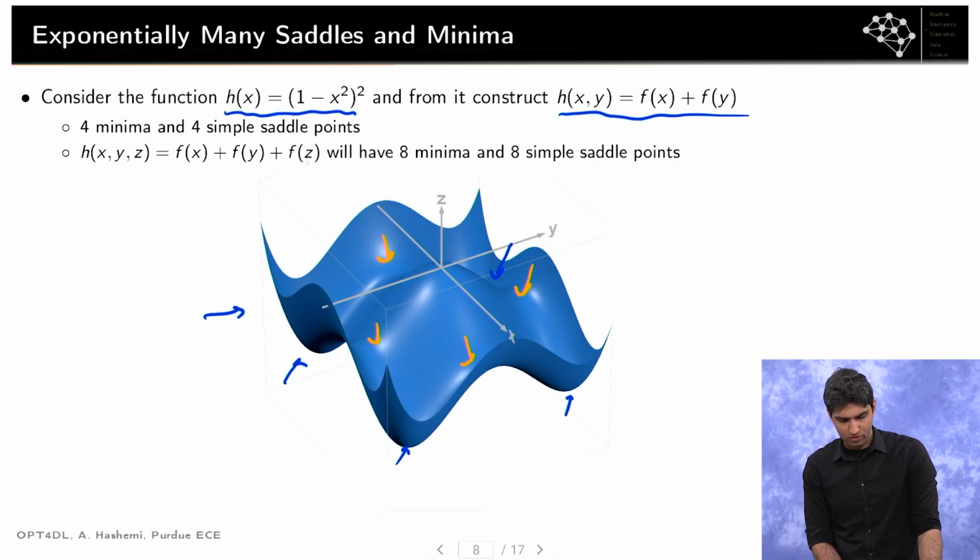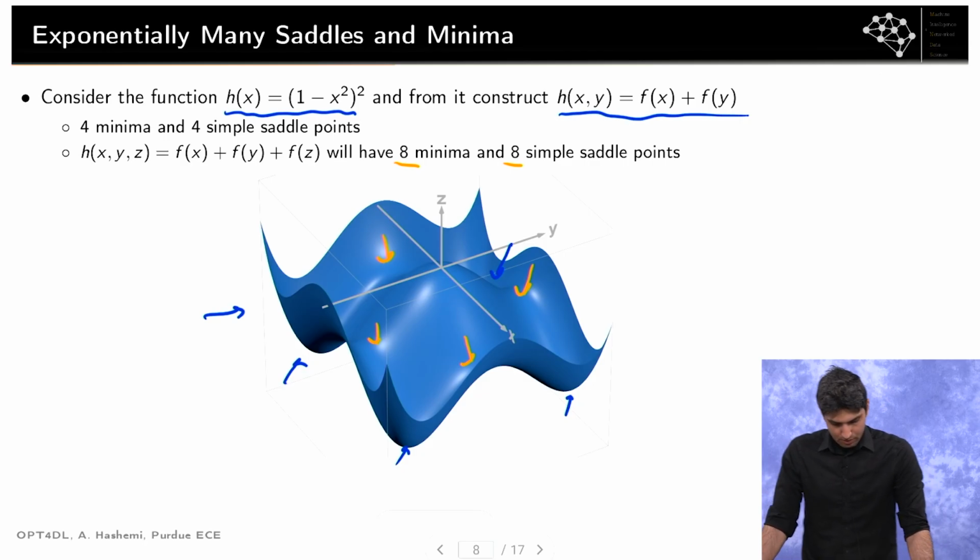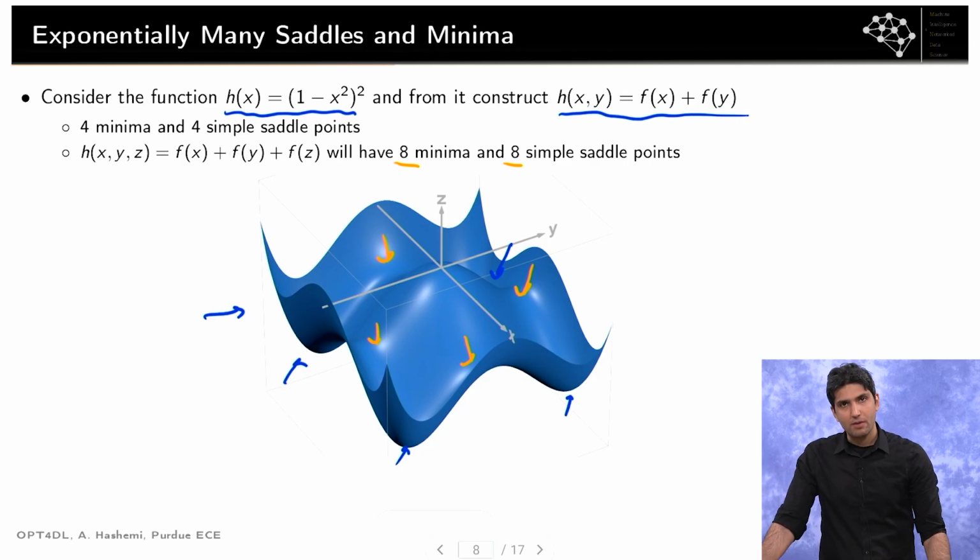In particular, if I go into 3 dimensions, then I'm going to have 8 global minima separated by 8 simple saddle points. So for these kinds of problems, which again have some connection to deep learning optimization problems, it is sufficient to avoid these saddle points. It is sufficient to find a second order solution, because that would imply that the solution is going to be a good solution. It's going to be a local minimum.